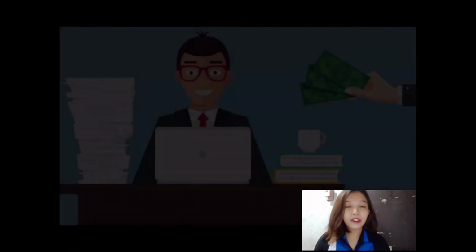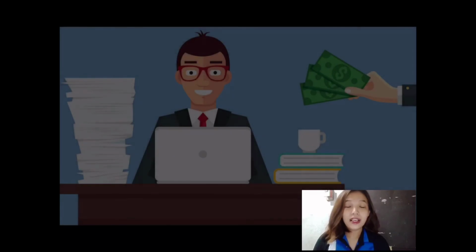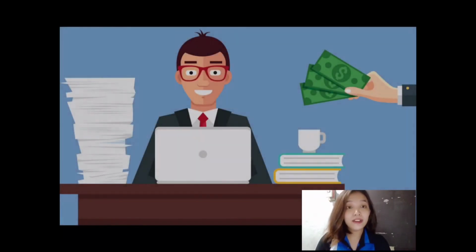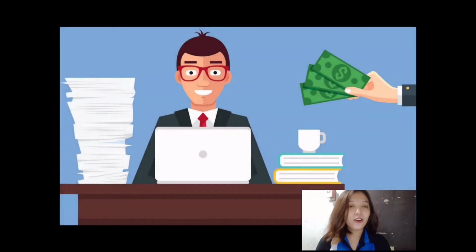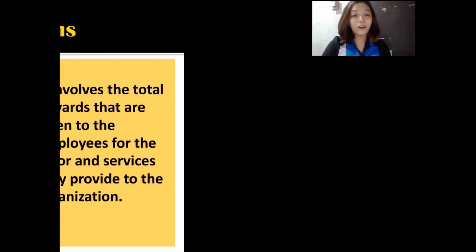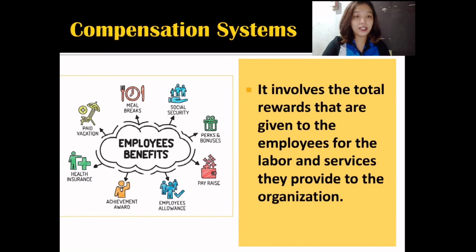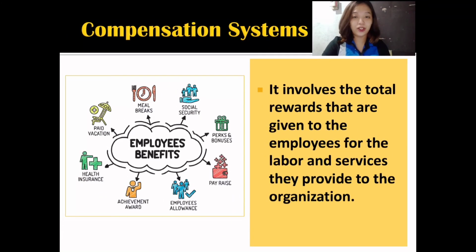The other topic that I'm going to discuss is the compensation system. This may be one of the most elusive and controversial of all systems that support total quality management or TQM. Compensation system involves the total rewards that are given to the employees for the labor and services they provide to the organization. Compensation includes direct monetary benefits as well as indirect monetary benefits.